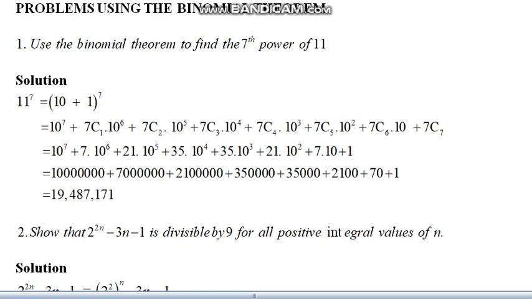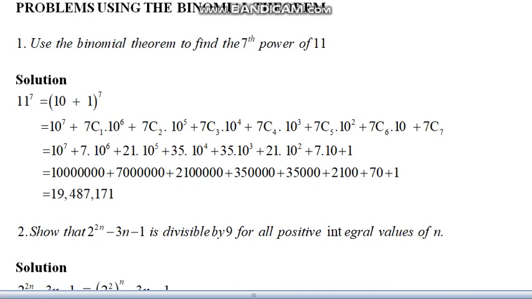So in the next line, on simplifying this, the 7C1, 7C2, 7C3 terms, and getting the product, finally we get the answer.